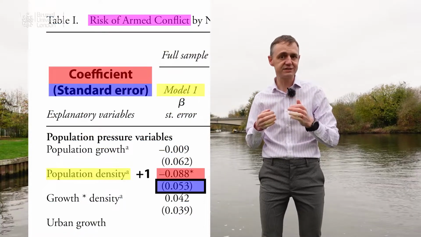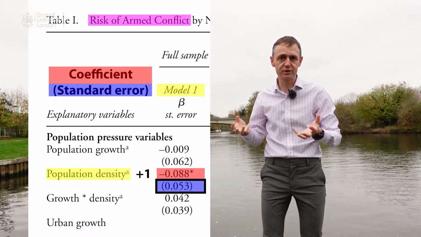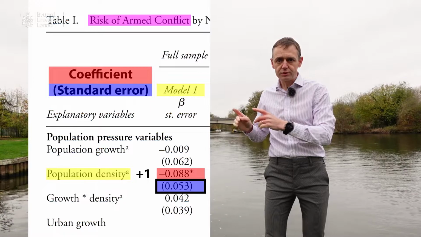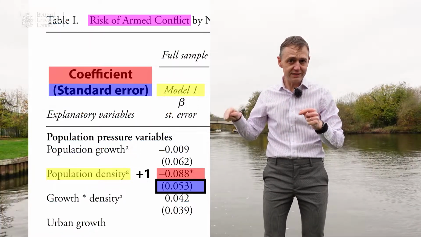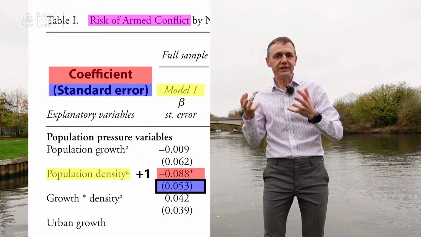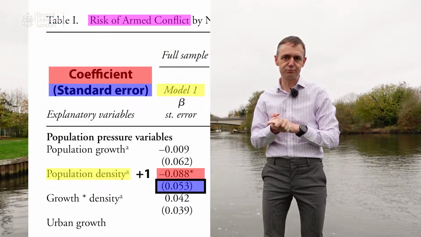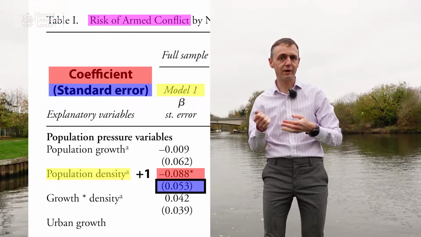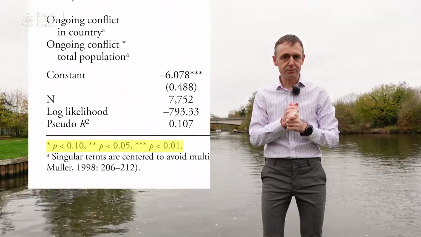The number underneath is the standard error. I think of it as the give or take in most instances number for the coefficient. So if I add 1 to population density, then the risk of armed conflict goes down by 0.088, give or take 0.053 in most cases. Now, we want that standard error to be less than half of the coefficient in order for us to have a good level of probability, but here we don't, which is why it only gets 1 star. The levels of probability are explained at the bottom of the table.